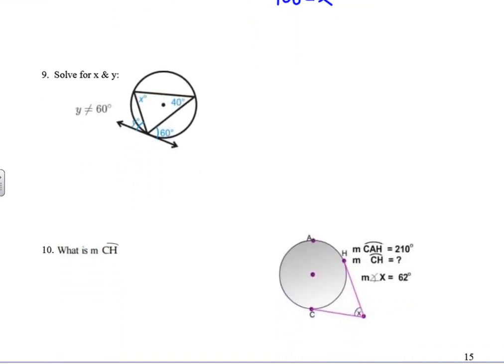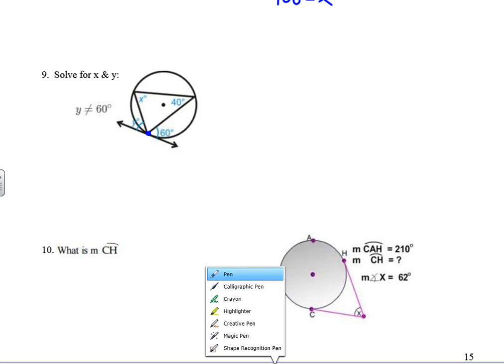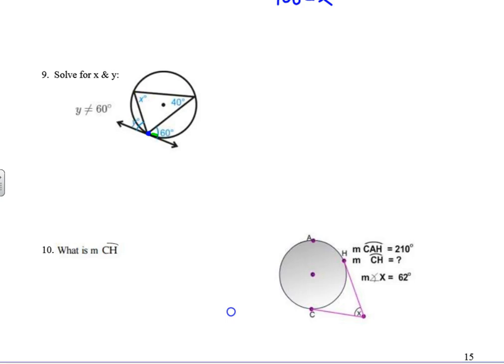Okay, solve for x and y. So y does not equal 60. That's what we know here. Well, how are we going to get y? Well, let's figure out x first. So 60, this is an inscribed angle, and what arc does that intercept? Well, that intercepts this arc right here. So if we do 60 times 2, we get 120. That would be this arc right here.